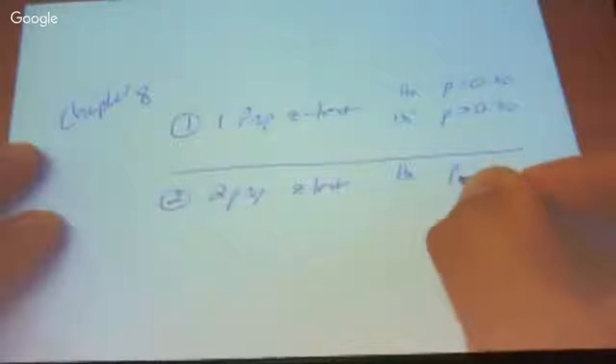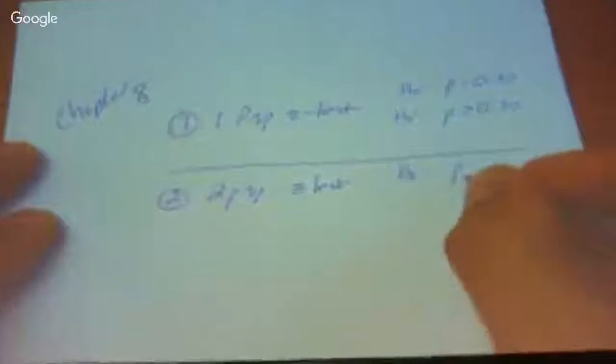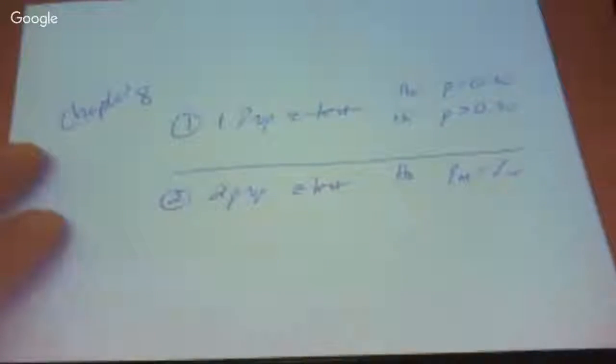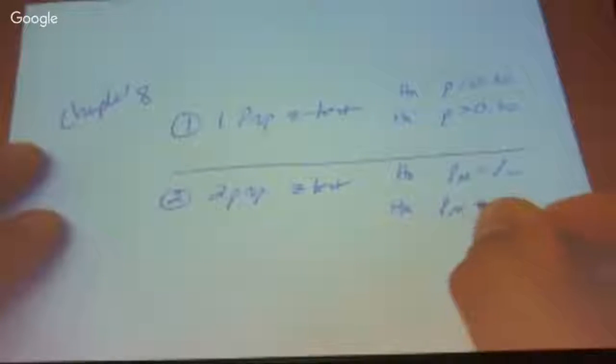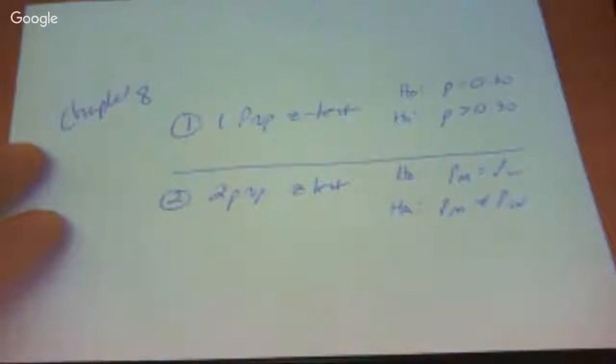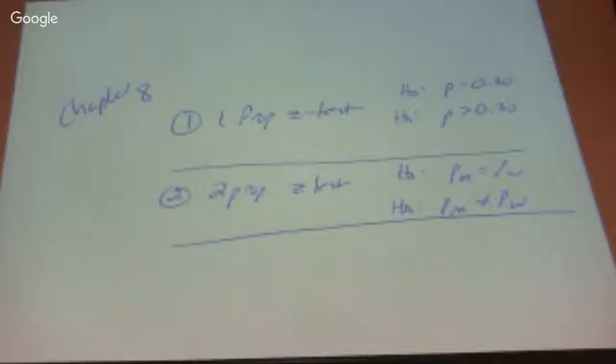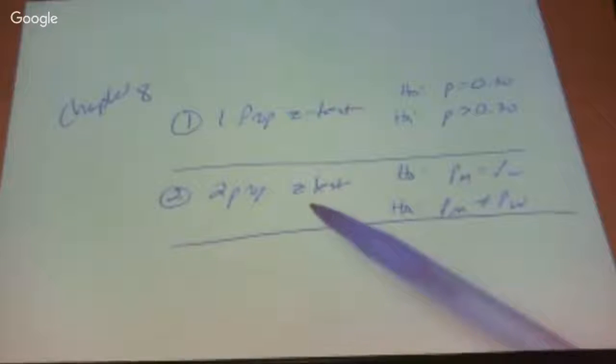Then we learned number 2, a two proportion z-test. An example of a two proportion z-test is the proportion of men who wear glasses is equal to the proportion of women who wear glasses. We believe that the proportion of men who wear glasses is not equal to the proportion of women who wear glasses. So in that case, we're dealing with two fractions, two percents. Basically, Chapter 8 is proportions, fractions, percents. Do you have one group or do you have another group?